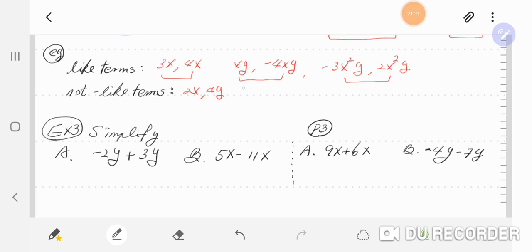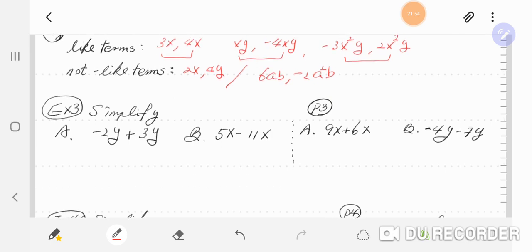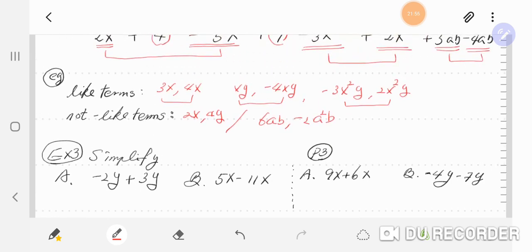How about this? 6ab and negative 2a squared b. Are they like terms? No, this is not like terms, because both terms have ab, but a has different exponents. So these are not like terms. All right, so when we have like terms, how do you add?